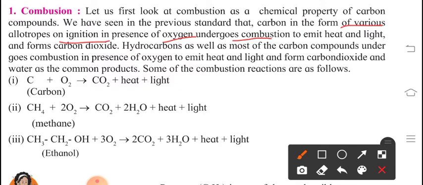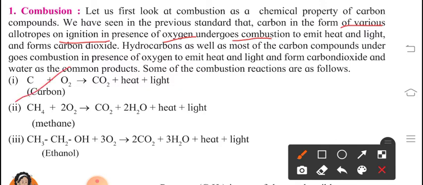Hydrocarbons as well as most carbon compounds undergo combustion in presence of oxygen. Who undergoes combustion in the presence of oxygen? Hydrogen and carbon. They undergo combustion in presence of oxygen and emit heat and light and form carbon dioxide and water as the common products. Some of the combustion reactions are given as follows.